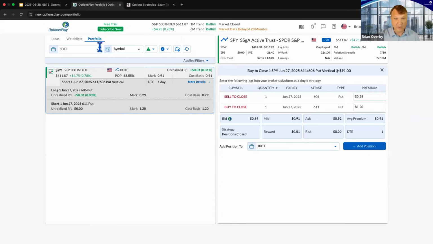Now, I will go out and show inside the watch list. Here are the other portfolios. We'll get rid of the 0 DTE. That's the daily portfolio.